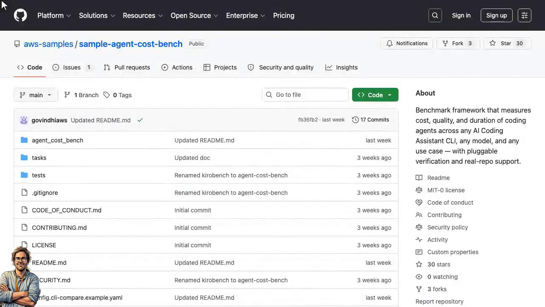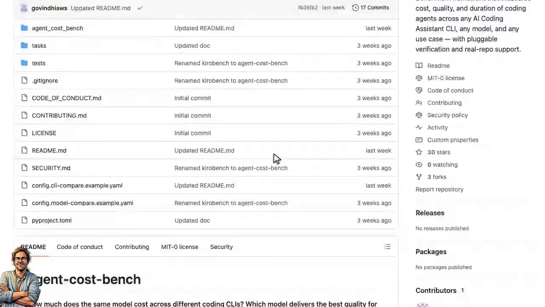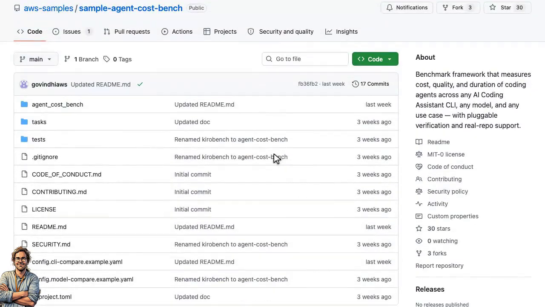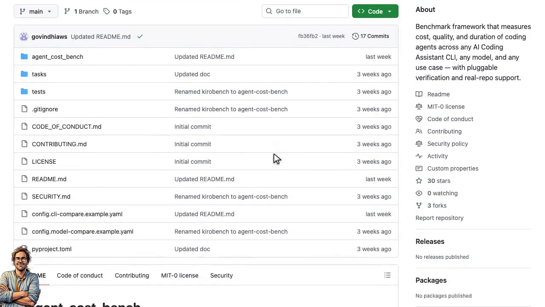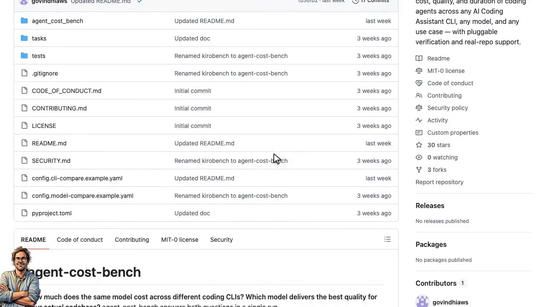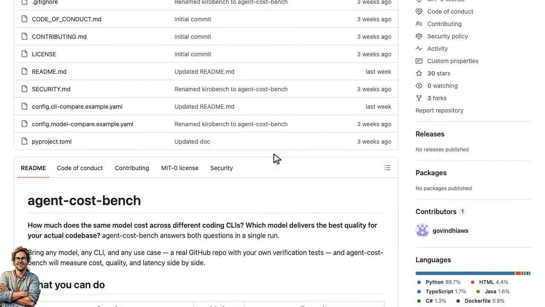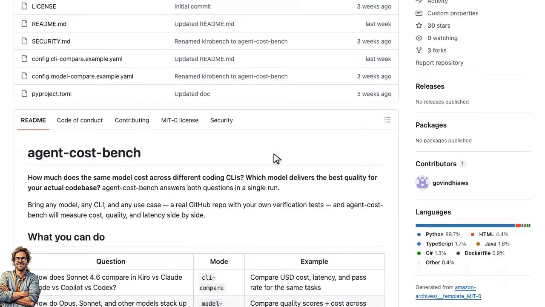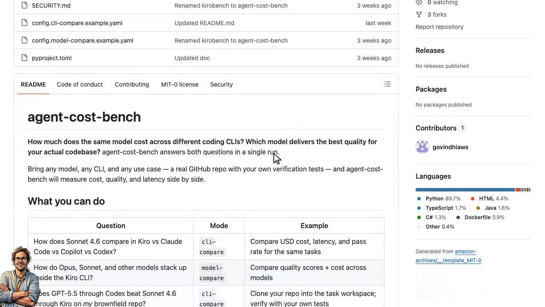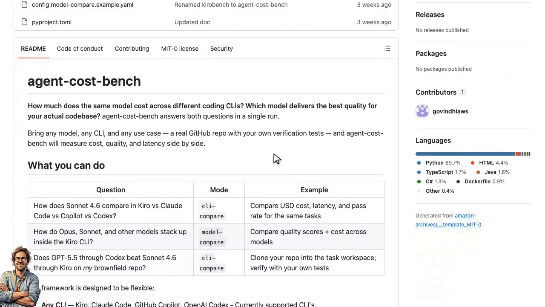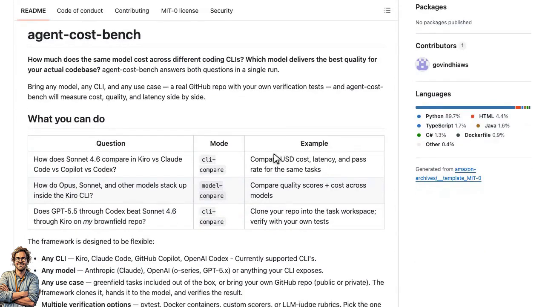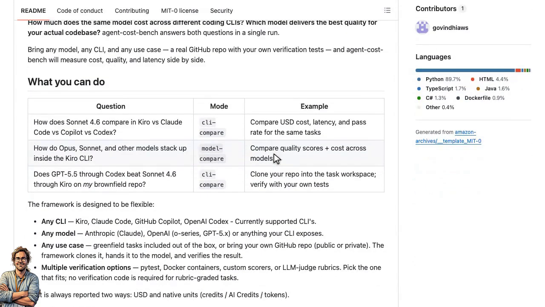This is a primary source. The open source framework I ran, aws-samples/sample-agent-cost-bench, is released under a permissive license. You bring your own tasks, it clones a real repo pinned to a commit, verifies with your own tests and reports cost, quality and latency together. Clone it, define 3 or 4 tasks that mirror your week and run it before your next model or tool decision.